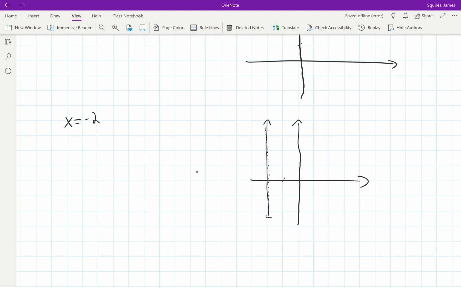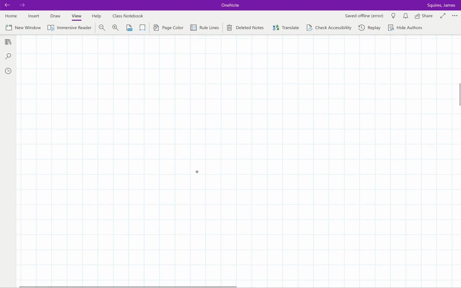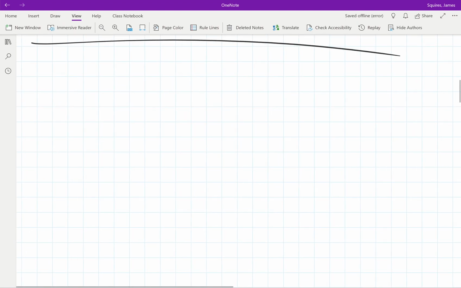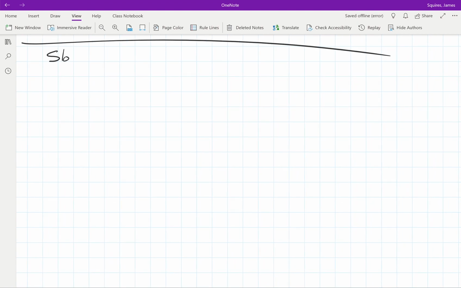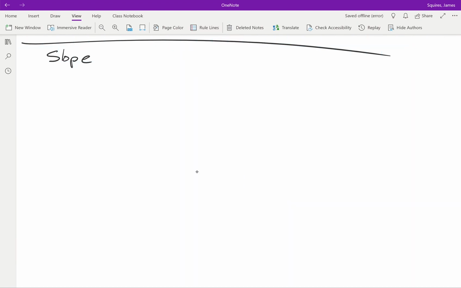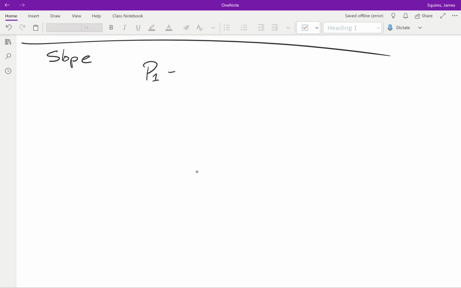Alright, so let's go about trying to calculate slope, the slope of a line. If we have the slope of the line, we might have 2 different points. So point 1 is x1 comma y1. Point 2 equals x2 comma y2.